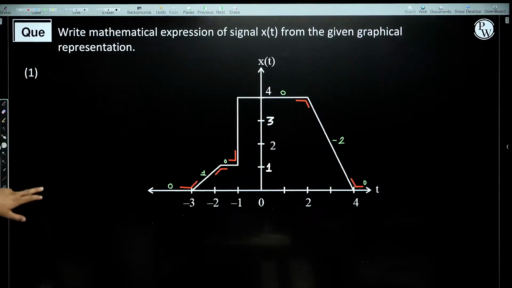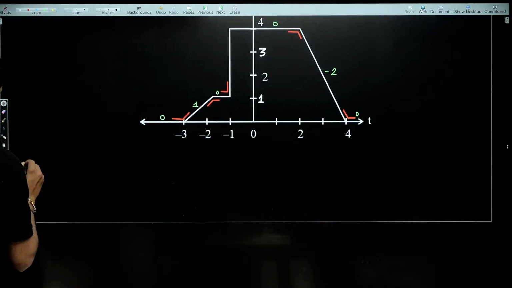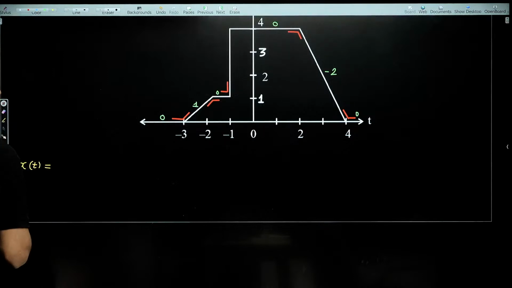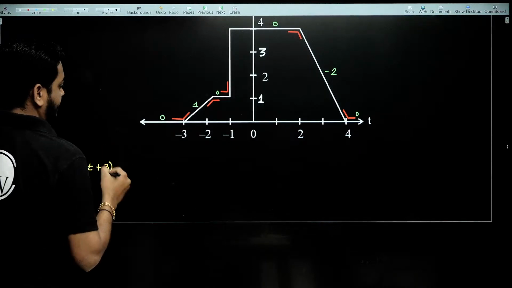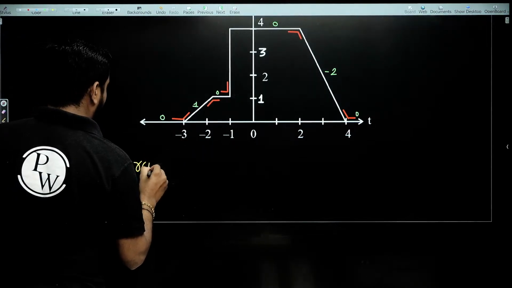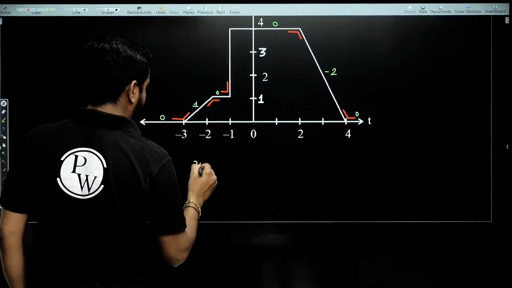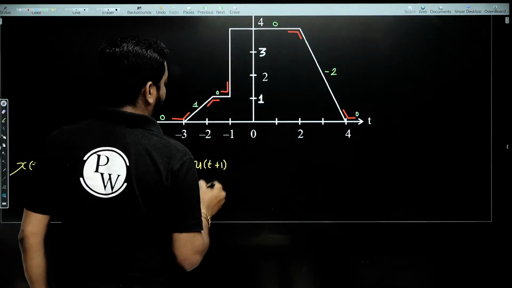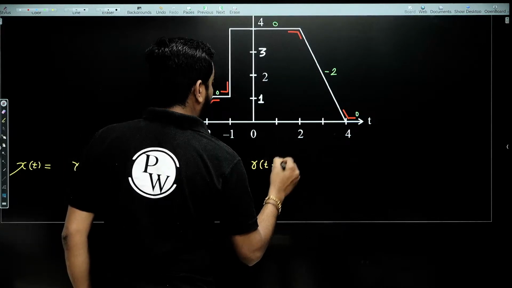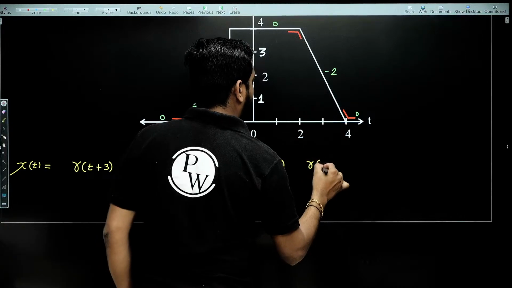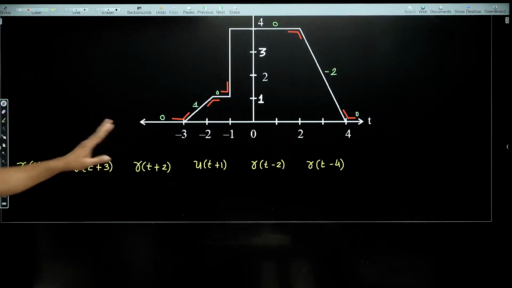Correct? Now, how to write the final answer? So x of t is equal to, here a ramp function, so r of t plus 3. Here also a ramp function, that is r of t plus 2. Here a sudden change, so the step function u of t plus 1. Here a linear change, so r of t minus 2. Here also a linear change, so r of t minus 4. Clear, guys? Linear change, ramp function; sudden change, step function.